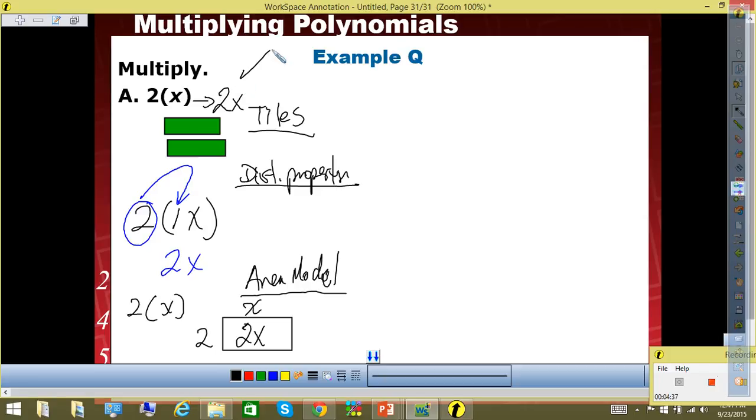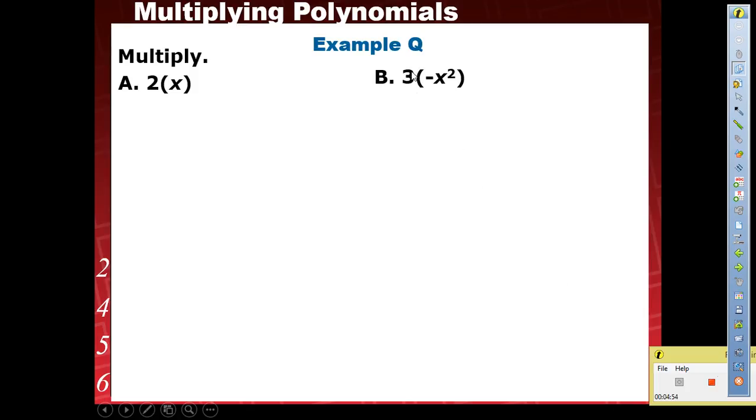And we've seen all of them already. Did I show you tiles already the other day? Yes. Do we know how to use distributive property? Yes. And now the area model? Yes. Are we there so far? So I'm going to give you one for you to do by yourself, all 3 methods, and see if you can remember what tile to use. Here we go. There it is. 3 times negative x squared. I want you to show me all three methods. Go.